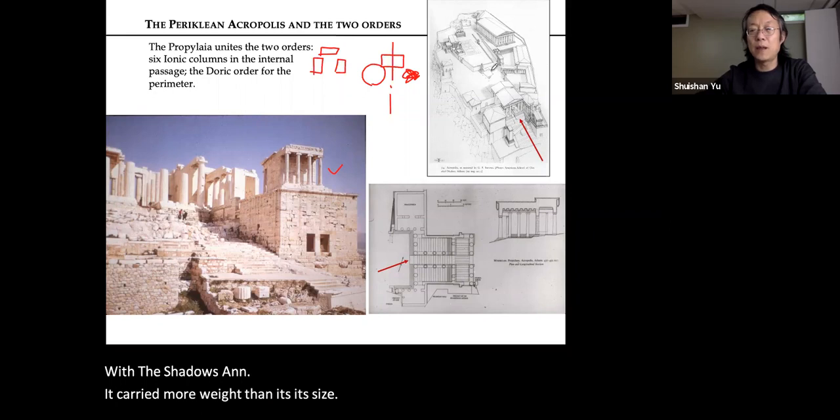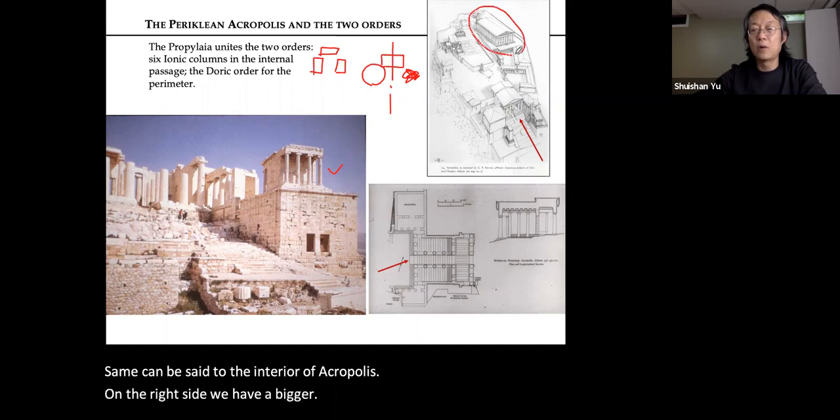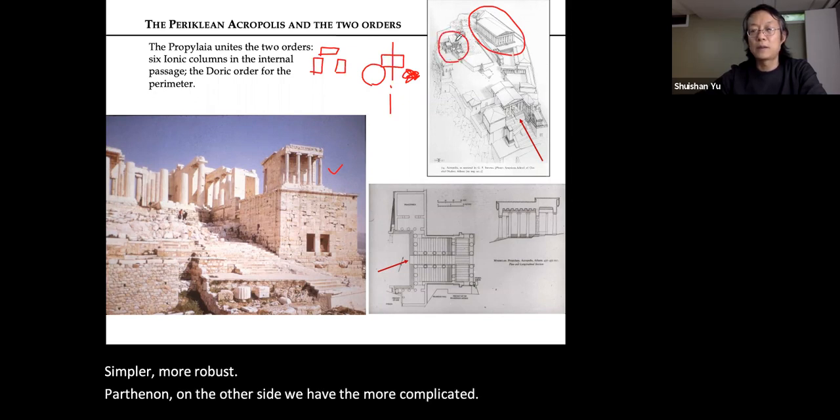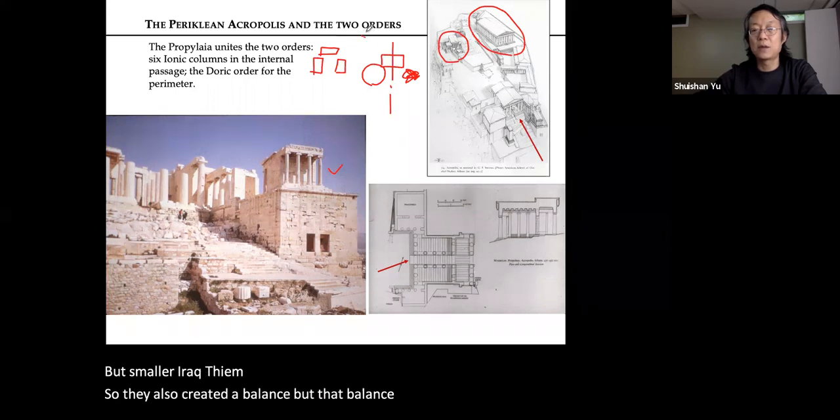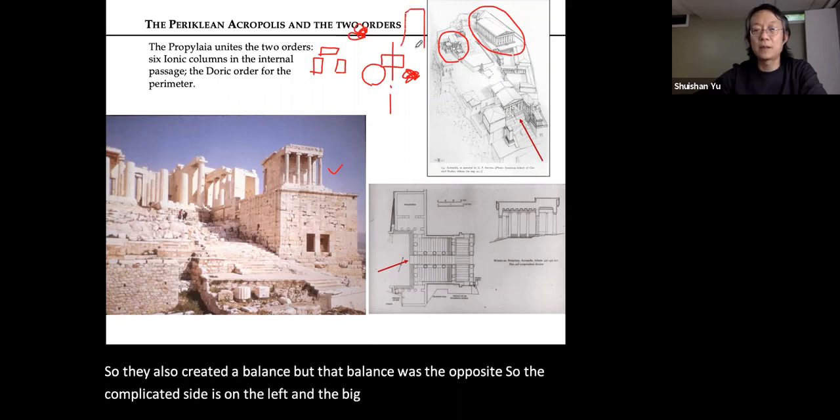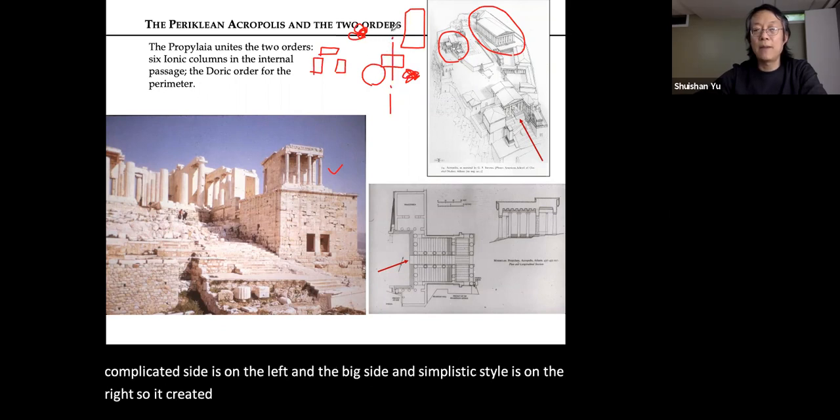Same can be said of the interior of Acropolis. On the right side, we have a bigger, simpler, more robust Parthenon. On the other side, we have the more complicated but smaller Erechtheion. So they also created a balance, but that balance was the opposite. The complicated side is on the left and the big side and simplistic style is on the right. So it created this very dynamic balance.